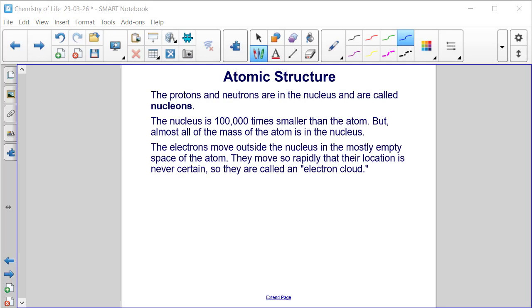The protons and neutrons are in the nucleus and are called nucleons. The nucleus is 100,000 times smaller than the atom, but almost all of the mass of the atom is in the nucleus. The electrons move outside the nucleus in the mostly empty space of the atom. They move so rapidly that their location is never certain, so they are called an electron cloud.